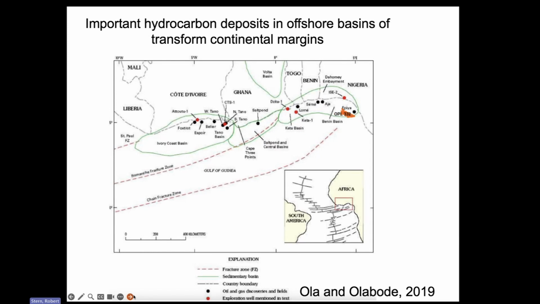All right. So as I said, there's important hydrocarbon deposits here. So there's the Ivory Coast Basin, which is associated with the St. Paul fracture zone and north of the Romanche. There's this basin here, I'm not exactly sure what it's called. The Salt Pond and Central Basins. And then there's this Benin Basin in here. So these are tremendous boons to the economies of these countries. Obviously, you know, the gift of oil can be a blessing or a curse depending on the leadership of the country, but it's there.